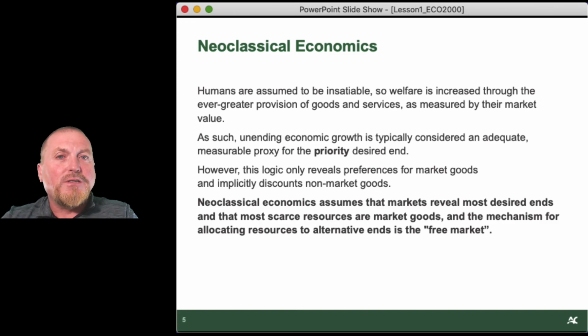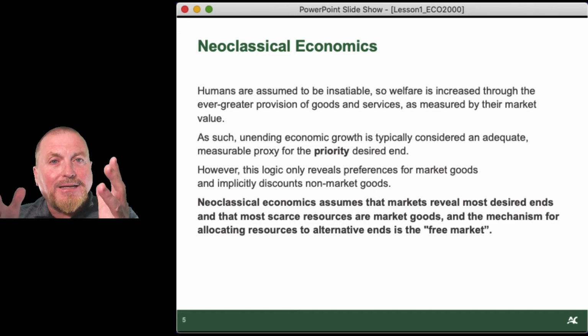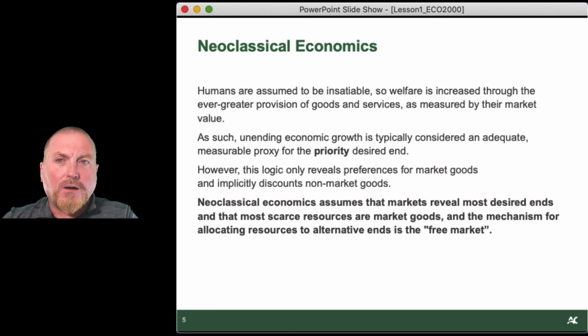And the discrete individual decisions made, aggregated up, become the invisible hand of the market, and that will determine what should be prioritized. So the setting of priorities is, again, the free hand of the market.